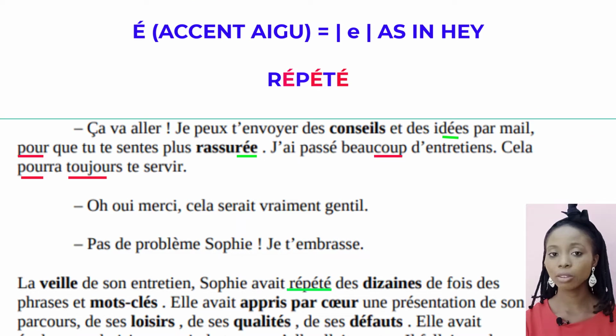We can see the A sound as well. We have our E accent aigu that gives the sound A.